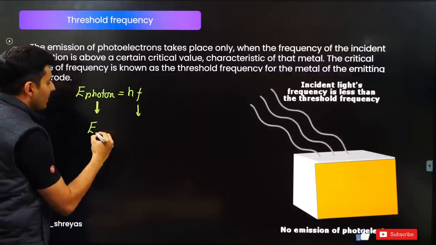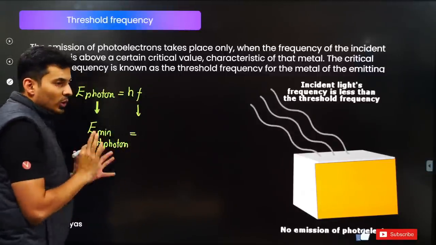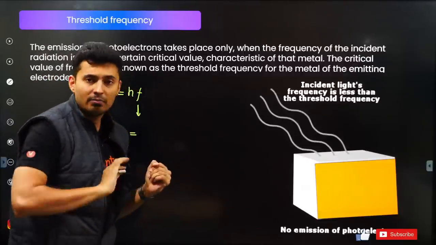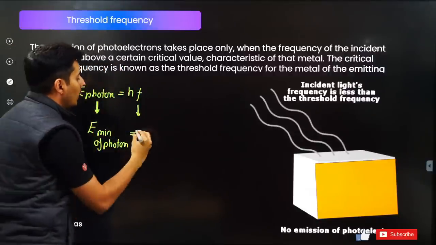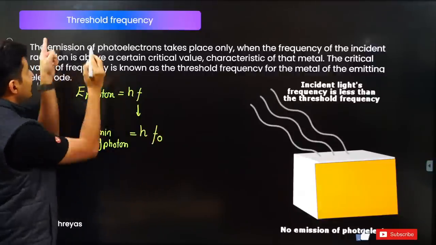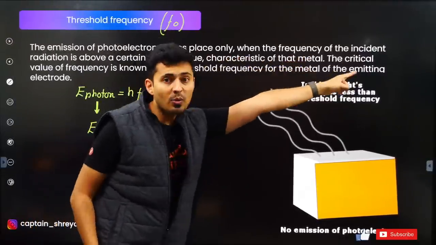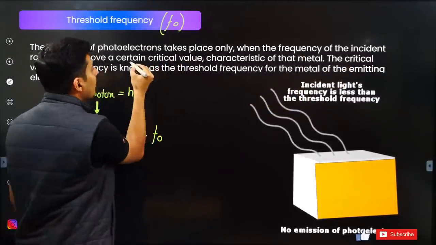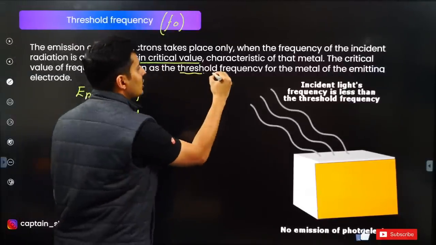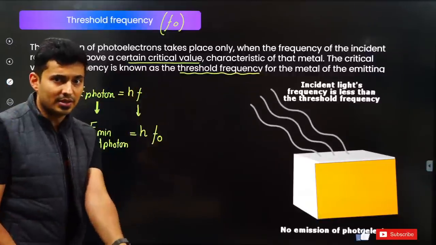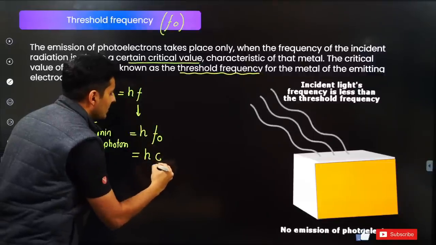So then that minimum energy of that particular photon, for which the photoelectric effect just begins, below that nothing, above that yes. So that is the critical least value of the energy of the photon. Then that frequency is basically called your threshold frequency. So the electron emission takes place when the frequency of the light is above a certain critical value. That critical value is f naught. That critical value is called the threshold frequency of that particular surface. This is that minimum energy. You can also write it as hc by lambda naught.